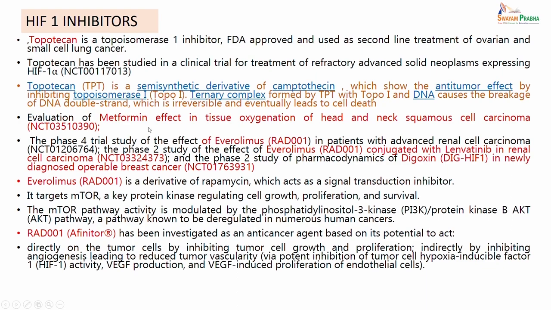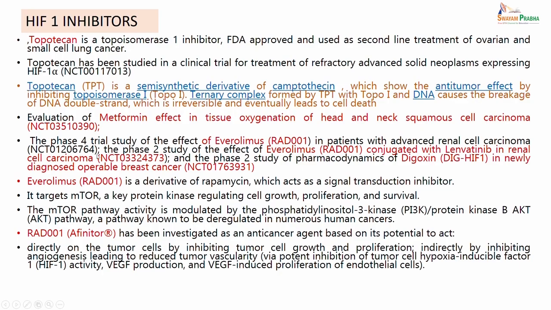Evaluation of metformin. Metformin also has been very useful because it's an mTOR inhibitor, and this has been found useful in head and neck squamous cell carcinoma, and this is the clinical trial number shown here. There has been a phase 4 trial which studied the effect of everolimus, otherwise called RAD-001, in patients with advanced renal cell carcinoma.